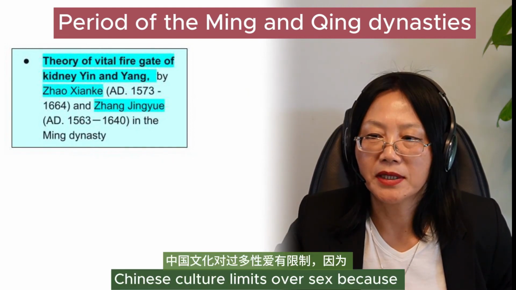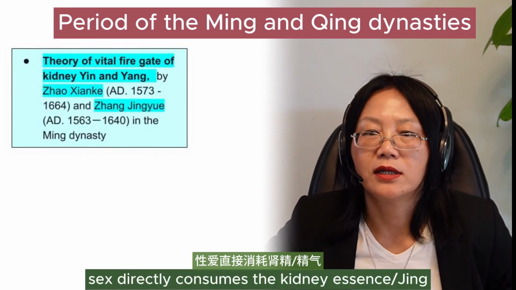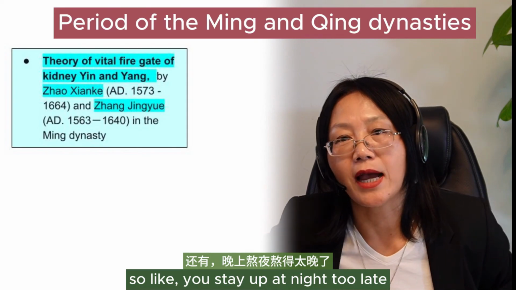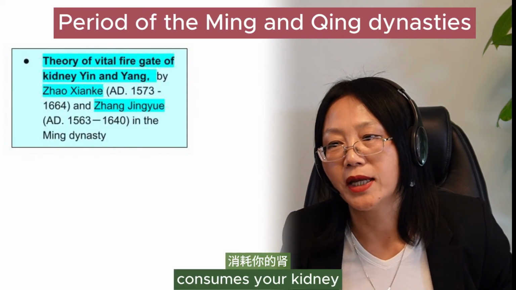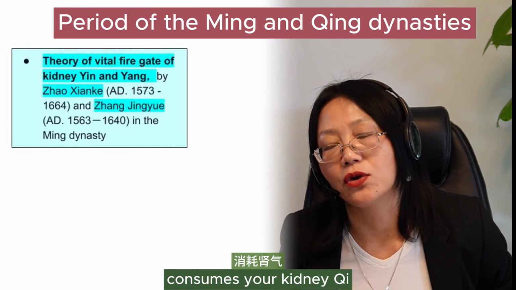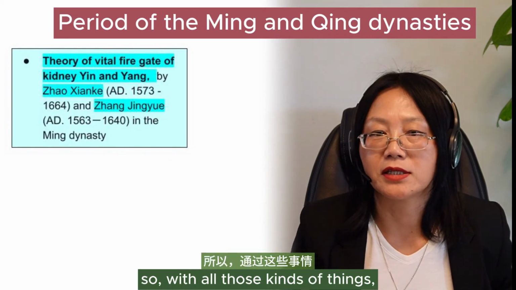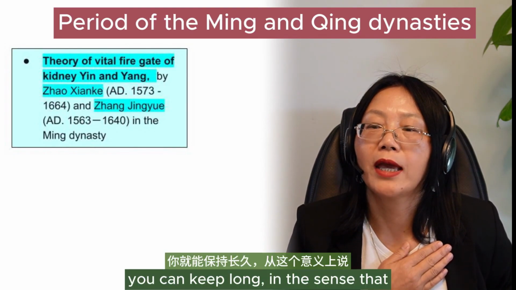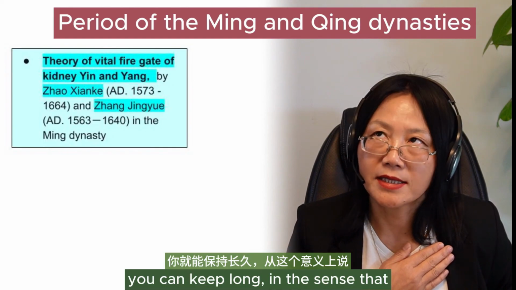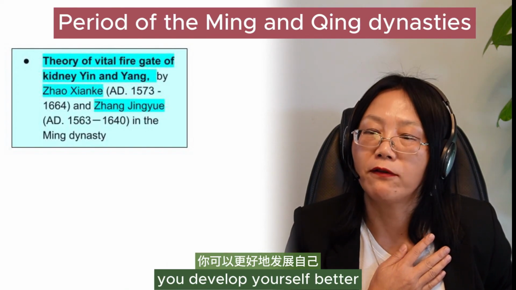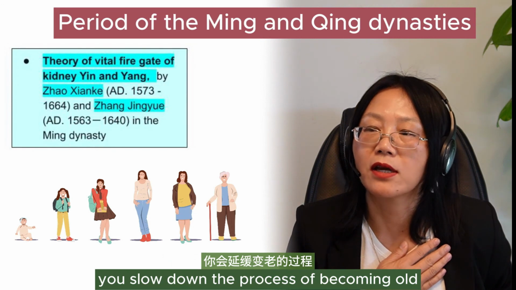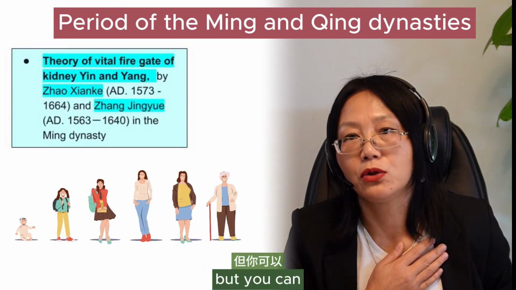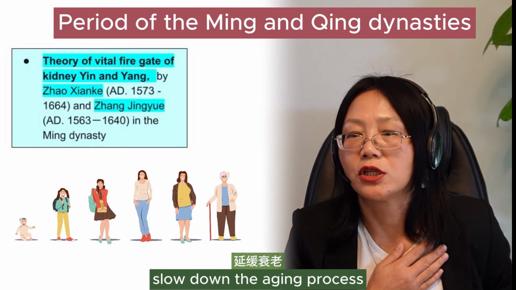Chinese culture limits overindulgence in sex, because sex directly consumes the kidney essence. You don't stay up too late. Going to bed too late consumes your kidney qi. All those things are about trying to maintain our kidney. When you can maintain your kidney, you can keep going long, in the sense that you develop yourself better. You slow down the process of becoming old. There's no way to keep young forever. Just no way. But you can slow down the aging process.